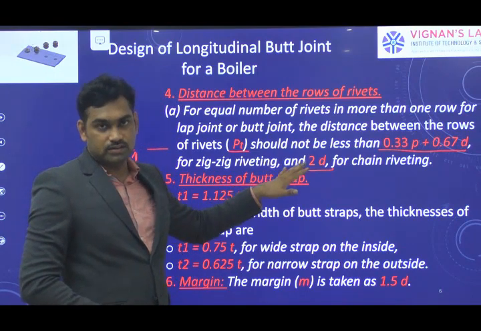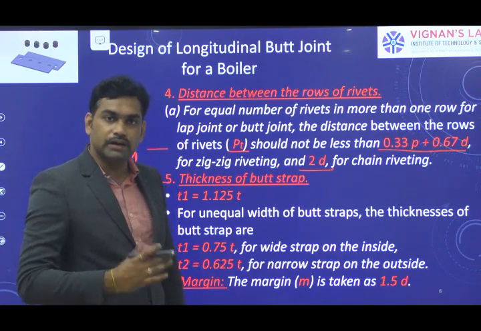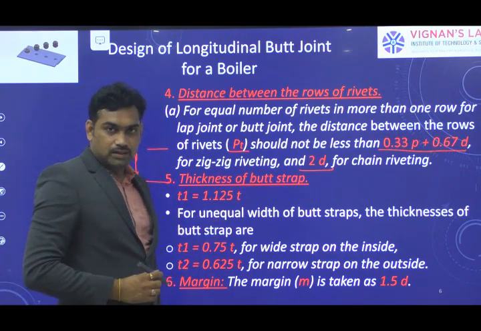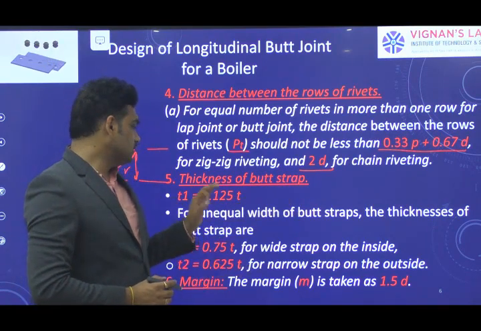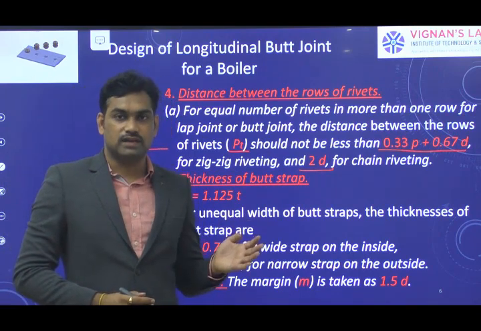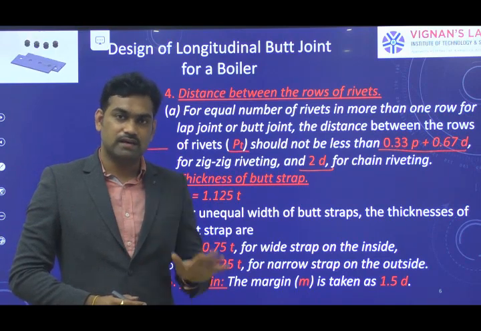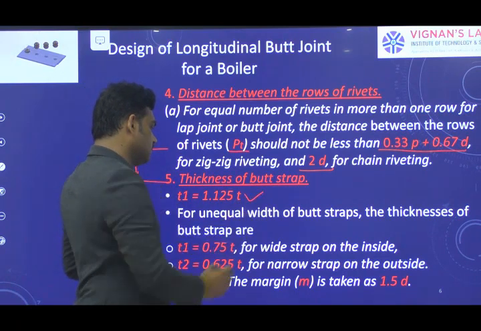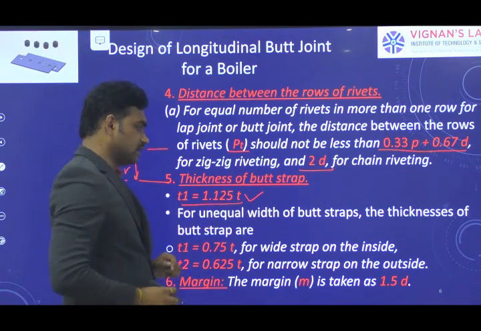So for chain riveting, this is the distance between rows of rivets, that is PR or PT. And then finally you need to find out the thickness of the butt strap, that is the strap thickness, denoted by T1. The thickness of the straps depends upon the width of the straps. If the widths of both the straps, inner and outer, are equal, then T1 can be taken as 1.125 T. So both the strap thicknesses are taken as the same.